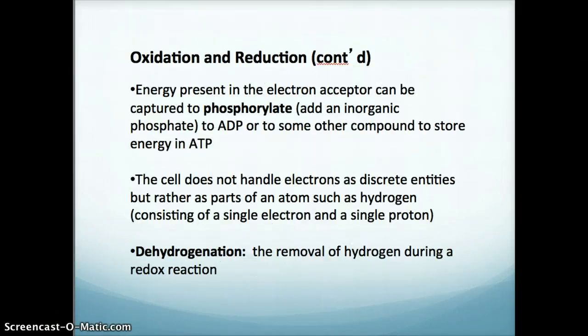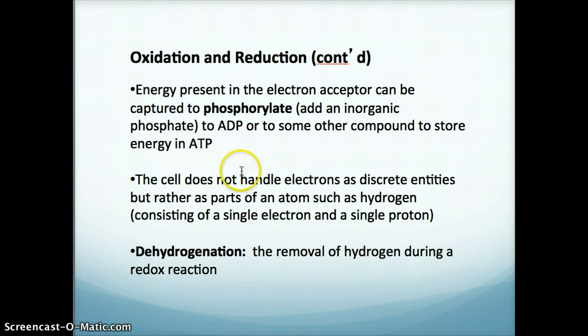So when we look at oxidation and reduction, there's energy present in that electron acceptor that can be captured. So when it accepts that electron, there's actually energy there, and it will allow it to phosphorylate, which means to add an inorganic phosphate to ADP. So we have adenosine diphosphate here, and we want to add that inorganic phosphate, which would give us then ATP, which is adenosine triphosphate, and that's a great way to store energy in the cell.